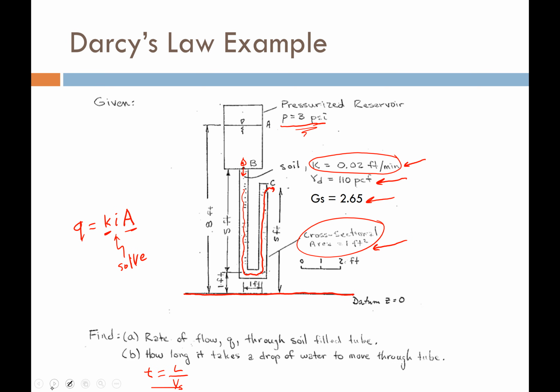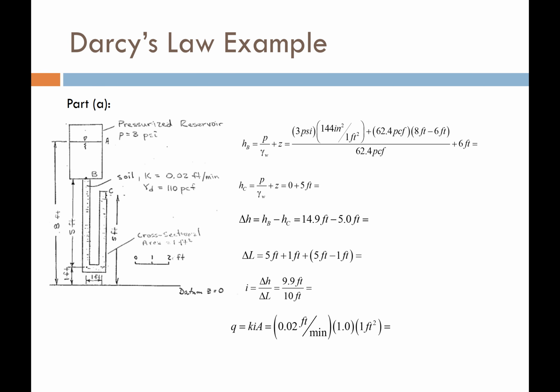Okay, so hopefully you took a few minutes to try to solve this example problem on your own. Let's go ahead and look at the solution. In order to get hydraulic gradient, that's really what I'm after, I need my change in head over the length over which that change in head occurred. So I first need the total head at point B.